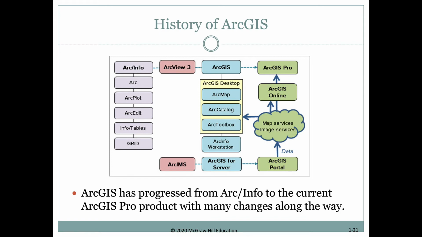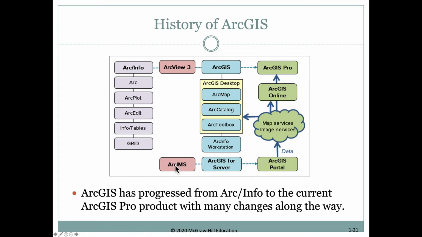A brief history of ArcGIS. When Esri products first started in the 1970s, they fell into these categories over here. There was ArcInfo, which was often run on Unix workstations, and it had these different things associated with it. Arc, which is where the mapping was done, ArcPlot, which made the maps, ArcEdit, ArcInfo tables, and Grid. A kind of more user-friendly PC version came along, which was ArcView, which got up to version 3.